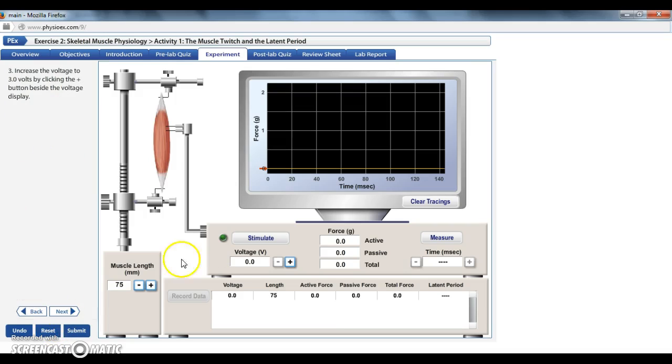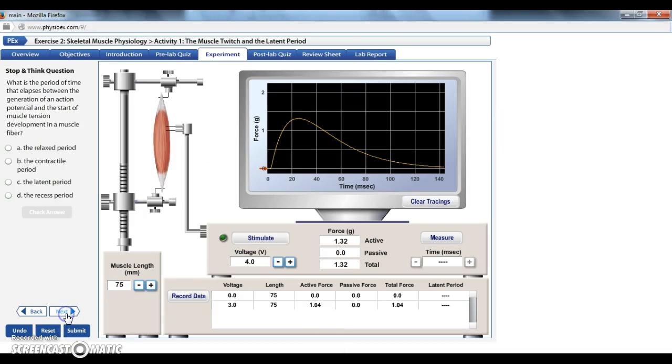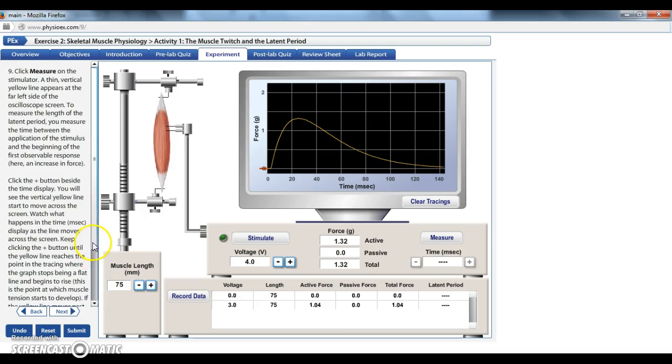Then we're going to increase the voltage to 3. Click stimulate. Next, record data. That's your next set of values. Voltage 3, active force 1.04. And that's all you're recording. Next, clear tracings. Next, increase voltage to 4. Stimulate. Next, skip that so we can get going here.